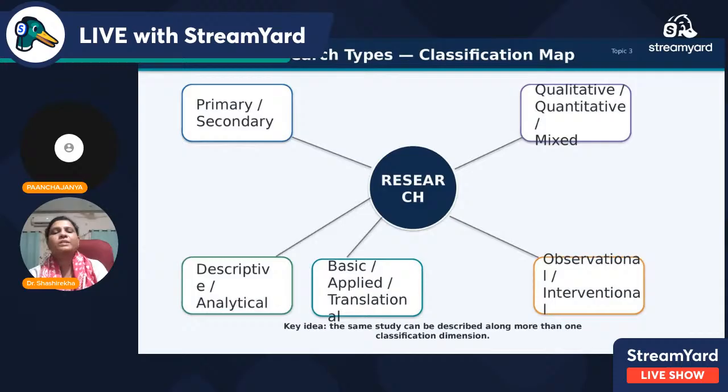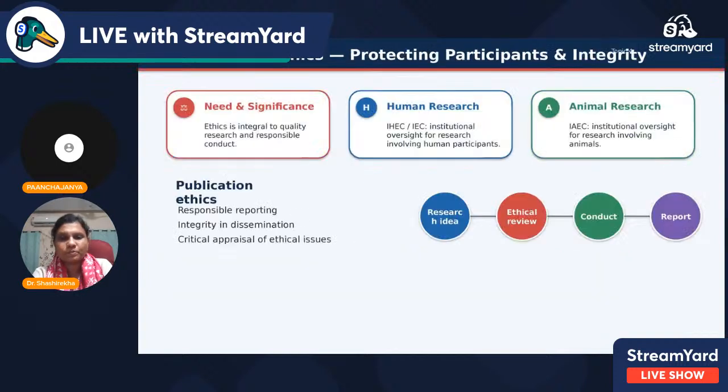And you have basic, applied and translational research. You have observational and interventional research. You are going to try some drug and observe the result, formulate the treatment intervention and see the result. So all these are types of research. You must mainly know the differences between primary, secondary, qualitative, quantitative, descriptive, analytical, observational, interventional, basic and applied, and the description related to each of them.